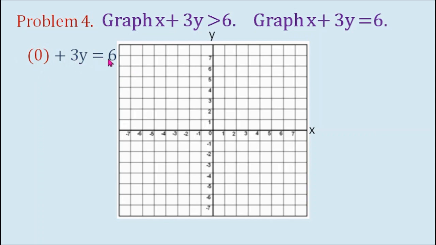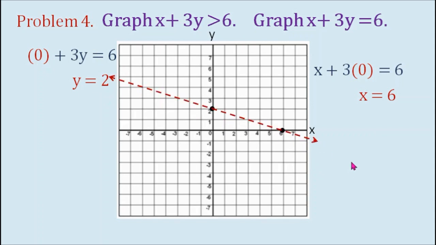That means 3y equals 6. To find y, we are going to divide both sides by 3. So that is y equals 2. And y equals 2 is here. Now when y is 0, that means x plus 3 times 0 equals 6. And 3 times 0 equals 0, so that means x equals 6. And x equals 6 is this one. Now our inequality sign is greater than, so that means we are going to connect these 2 points with a dotted line.